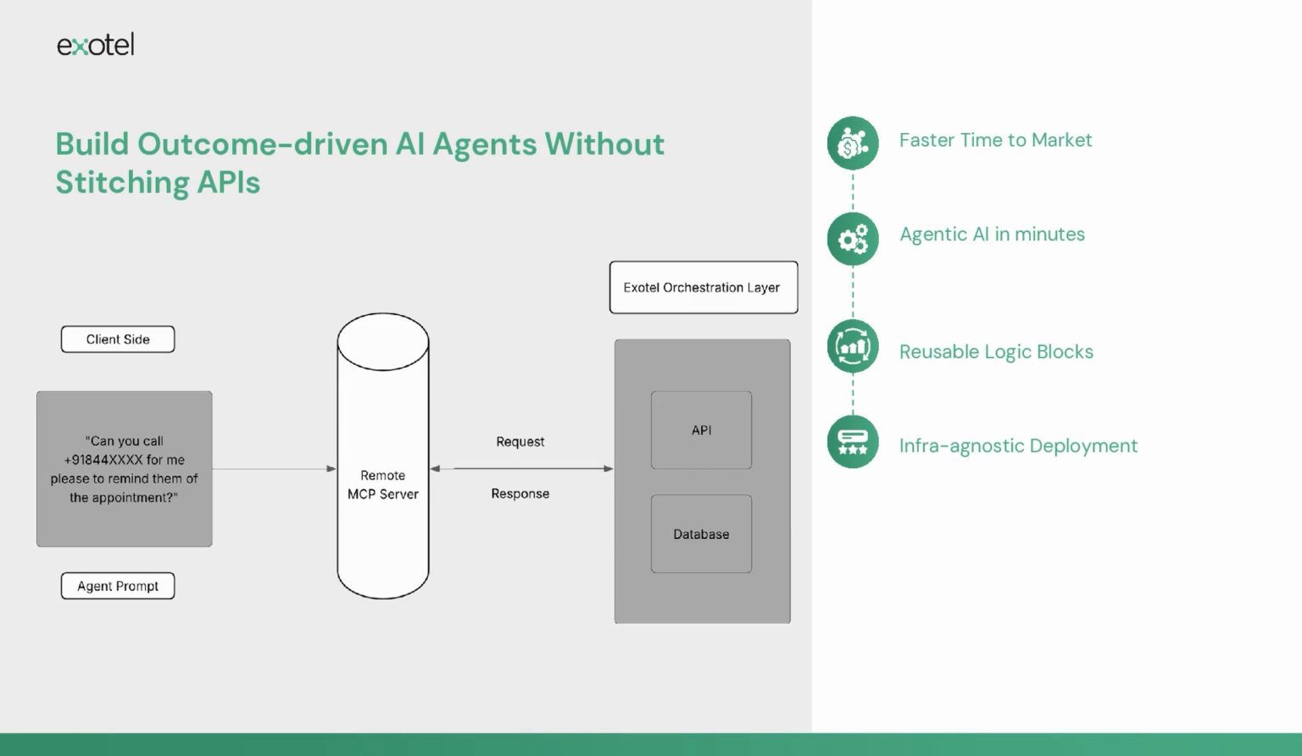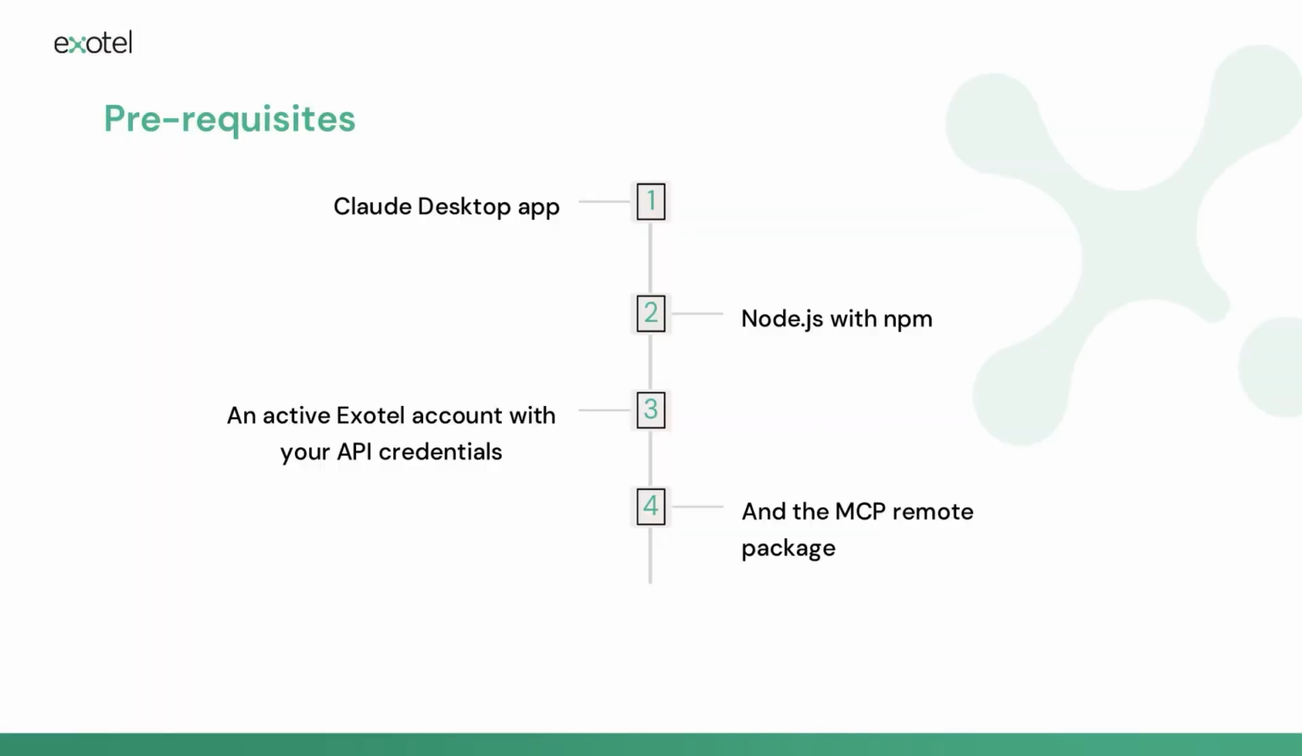The agent prompt, say, "Call this number to remind them of the appointment," goes to the remote MCP server. From there, Exotel's orchestration layer takes over, handling API calls, managing workflows, and logging everything via the database. The entire action loop is abstracted from the client. This makes building agentic AI experiences faster with reusable logic blocks and a centralized control layer that simplifies orchestration across channels and models.